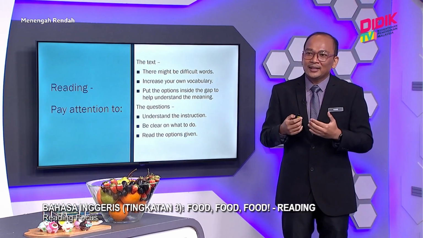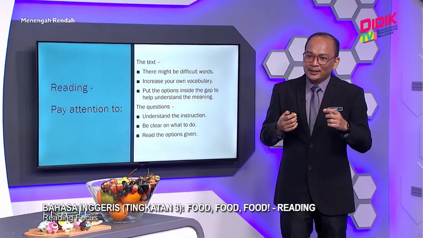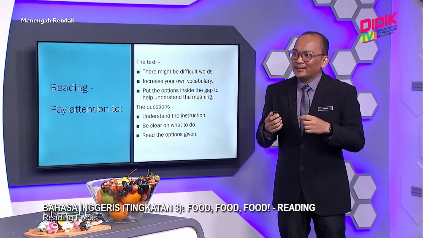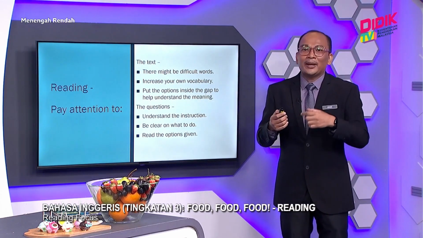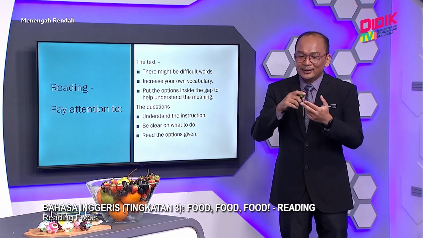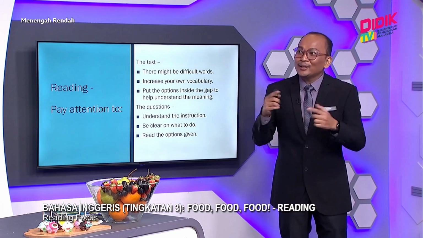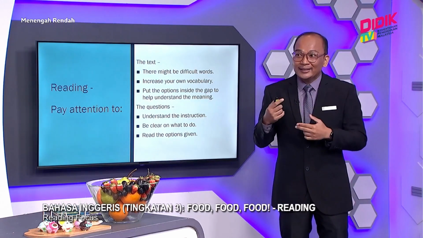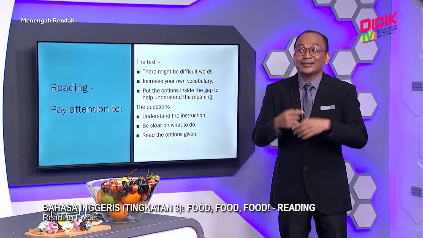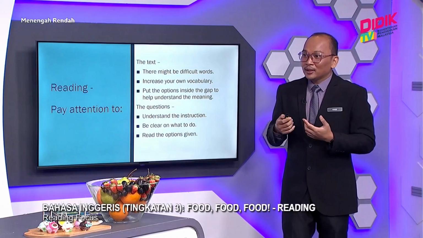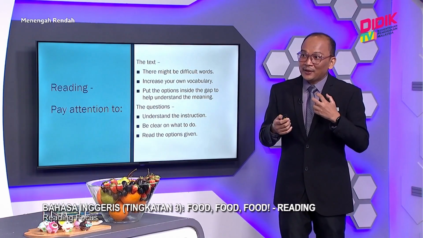Yeah. So the pupils sometimes need to know whether they need to circle, blacken, or underline. These are all different instructions. So once the question asks you to underline, you need to underline. Don't do other stuff with the question, which is not necessary at all. Okay? And then we also need to be clear on what to do, because understanding the instruction is very important.